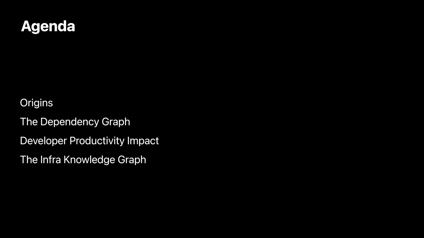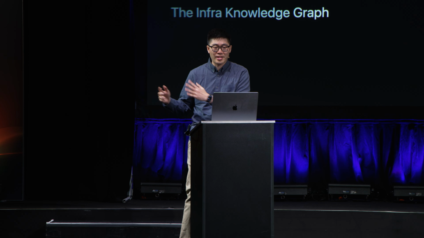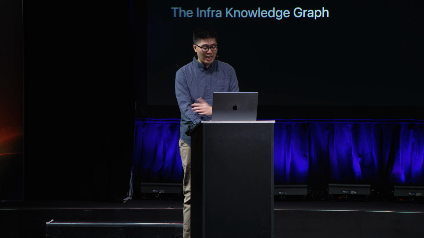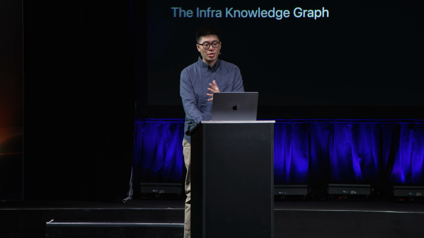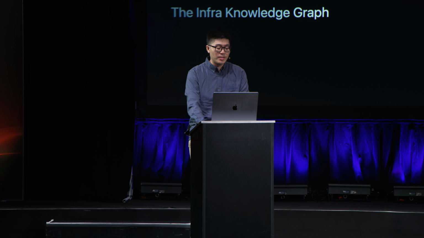So I'll start with our origin story. What led us down this path, including how we've built the dependency graph, some of the challenges we hit along the way trying to build it, as well as all the detours we took trying to work our way around it, and that led us towards building it out and finally diving into the developer productivity impact of some success stories after we were able to gather all that data.